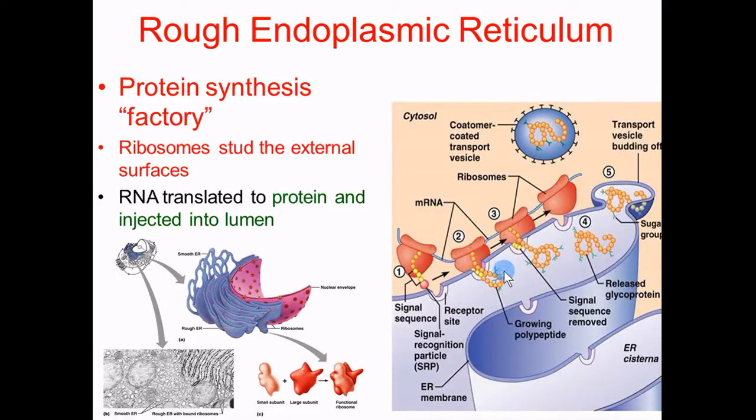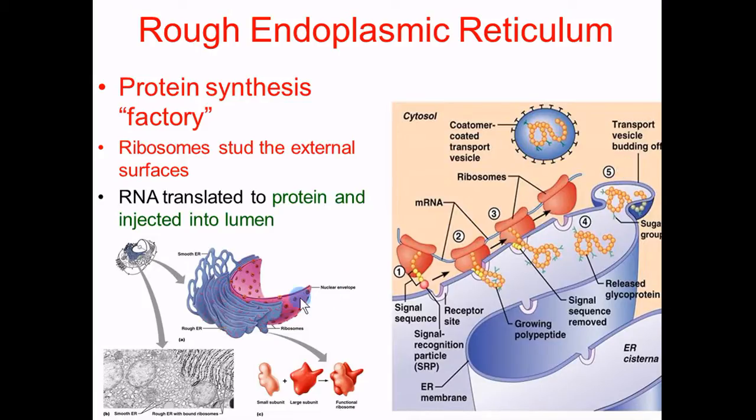And then the protein gets pushed into the endoplasmic reticulum. So here it says the ribosomes stud the outside of the surface. The RNA, the recipe for whatever you're trying to make, is translated into a protein, and that protein is injected inside these membranes of the rough endoplasmic reticulum. So now it's inside. Once this protein's inside, you can actually package it in this little tiny thing called a vesicle, and we can ship it somewhere else in the cell. And I'll show you exactly where it gets shipped.